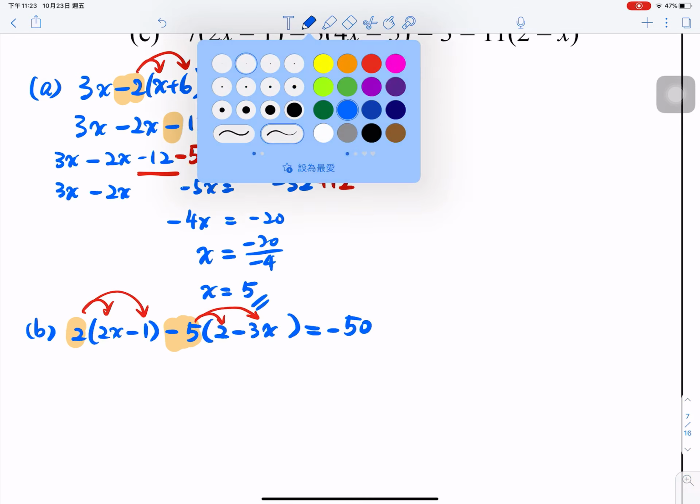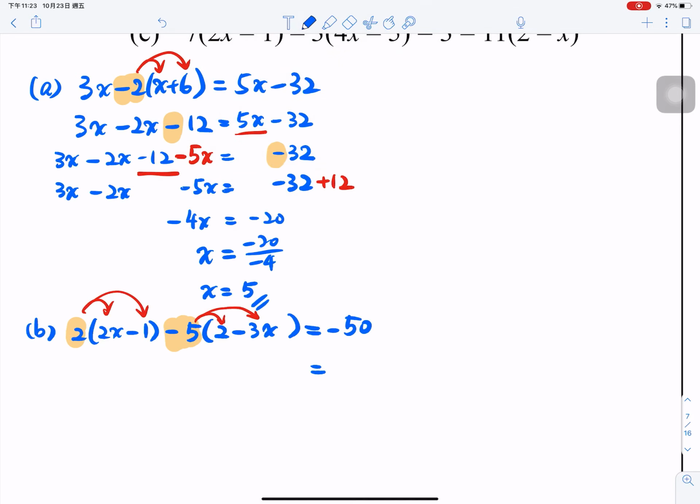So, I hope you expand it correctly. Have a look. 4x minus 2. Got it? How about the second one? Negative 5 times 2. So this one is minus 10, right? Negative 5 times negative 3x. So here plus 15x. See? This one. Okay?